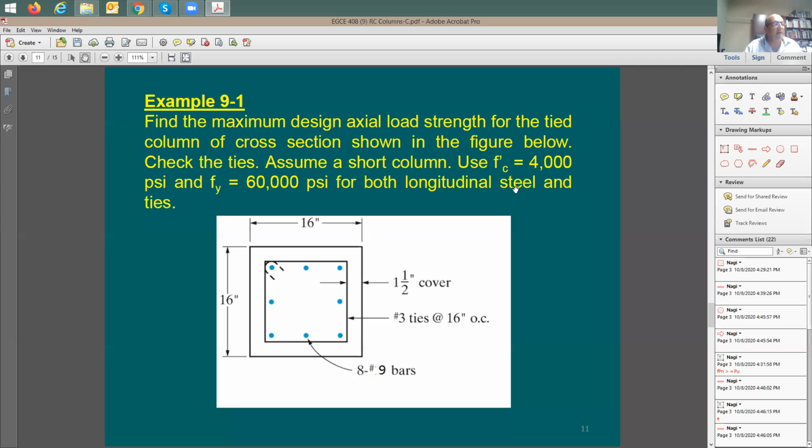Okay. About the vertical rebars, it says that you will have here 8 number 9. Let's see here, 8 number 9. And the spacing, it says 16-inch for the ties. Number 3 ties at 16-inch.